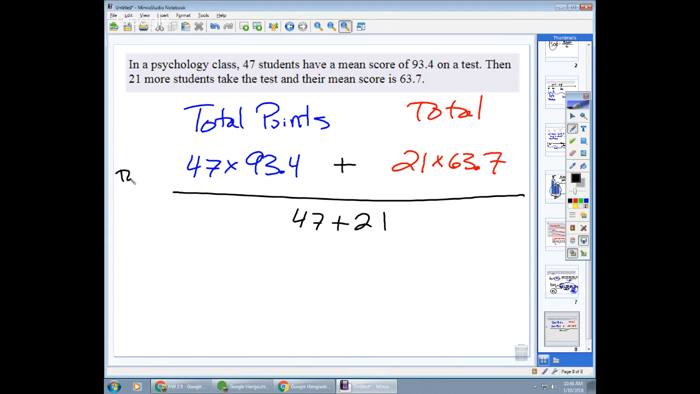So this is going to give me the total, or what's another word for total? Starts with an S? Sum. Sum over the count. And this kind of thing is called a weighted average. I'm weighting the 93 by the 47 people that got that. I'm weighting the 63.7 by the 21 people who got that average. So that's how to calculate this weighted average.